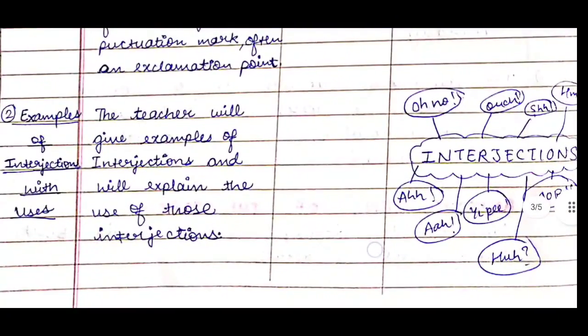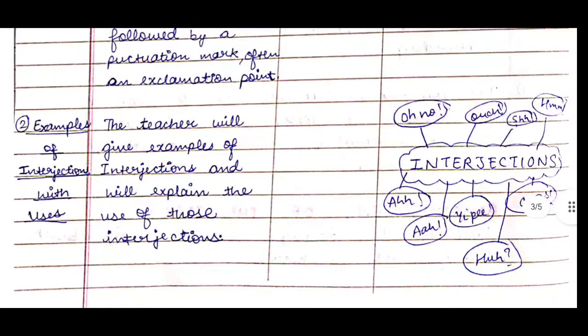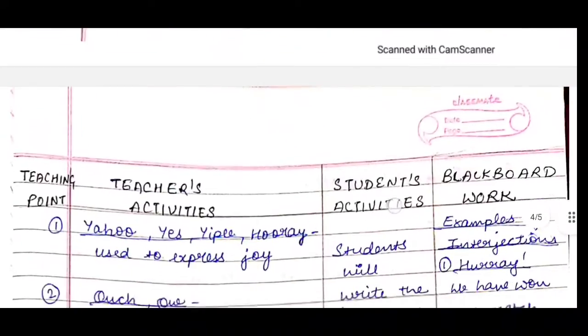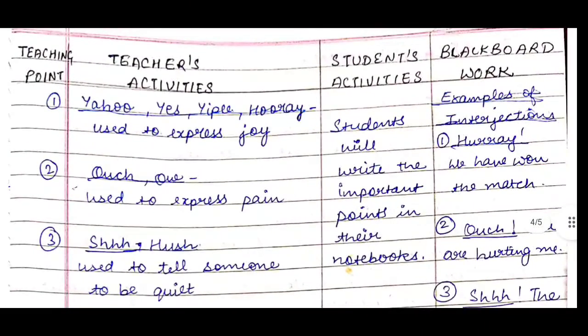Then the next teaching point is examples of interjections with their uses. Where are they used? The teacher will give examples of interjections and explain their use. We can prepare a chart, put it on the board, and explain the interjections one by one. After that, we are going to explain the different types of interjections.